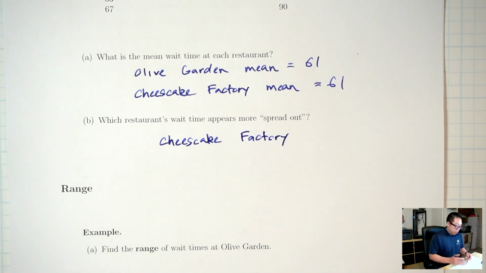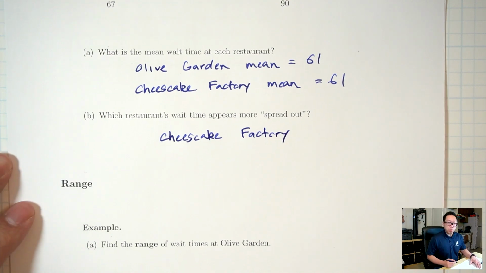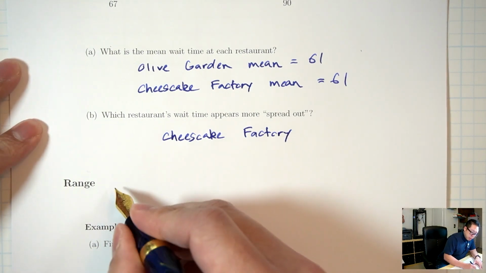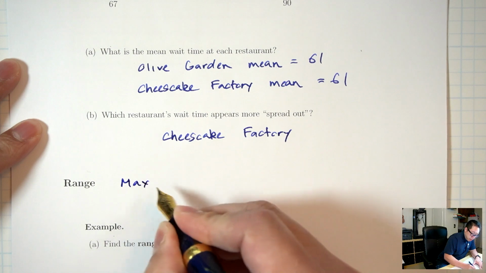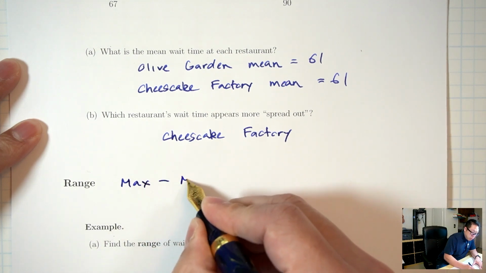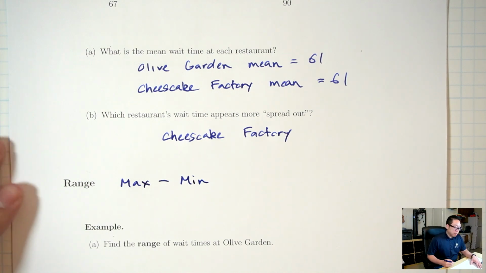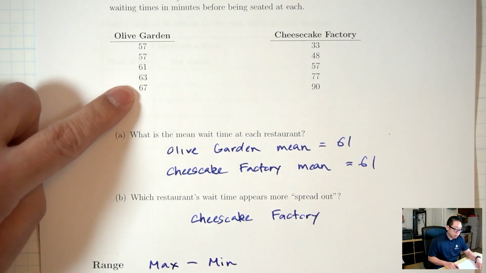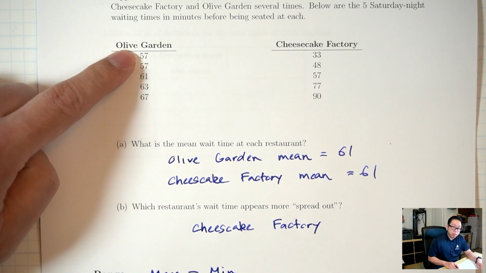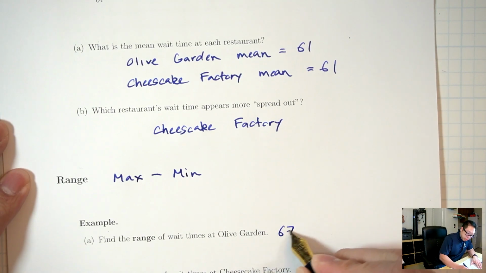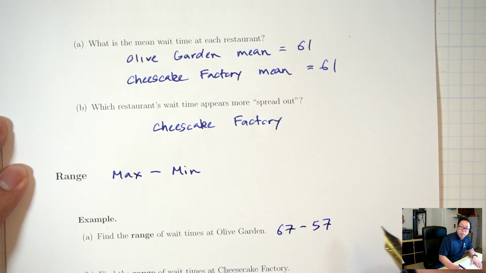The first measure of spread we'll talk about is a very simple one called the range. The range is just the biggest number minus the smallest number. I'll write it as the max minus the minimum. So part A, find a range for Olive Garden. So the biggest number for Olive Garden was 67. The smallest number was 57, so 67 minus 57. And it's 10.